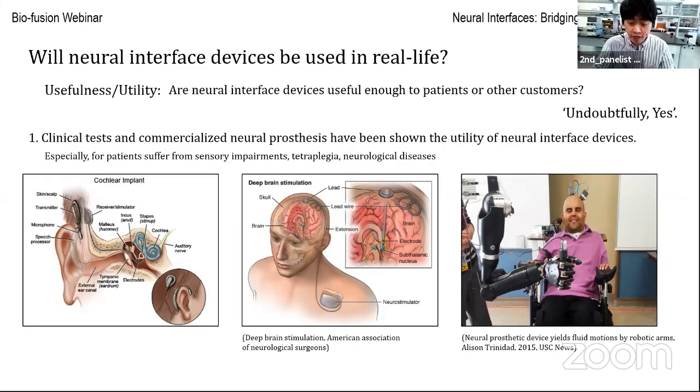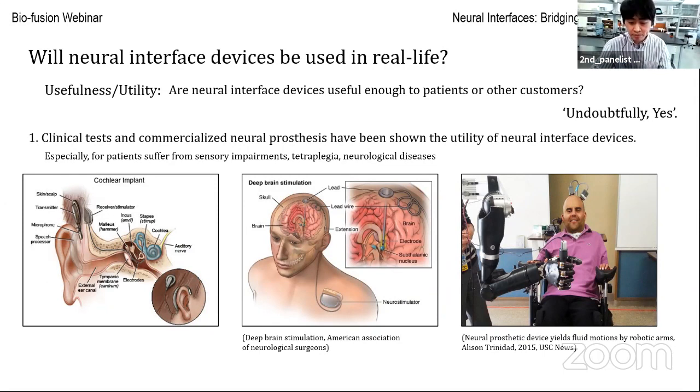Okay, first, I would like to argue the usefulness of neural interface devices. I think the answer to this question, are neural interface devices useful enough to patients or other customers, is undoubtedly yes. You may have heard about the cochlear implant. It is one of the neural prostheses that converts sounds to electrical signals and sends them to the sensory nerve terminal in the cochlea. It has helped 600,000 people who had hearing impairments in the world.